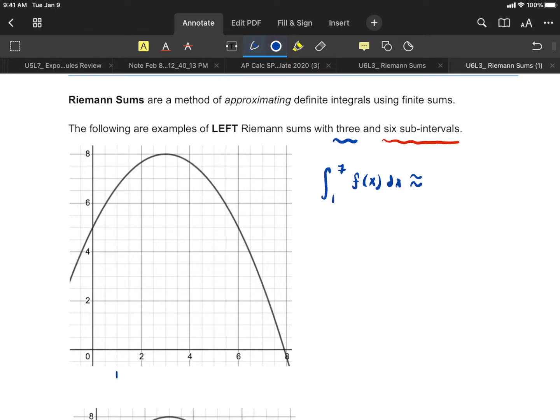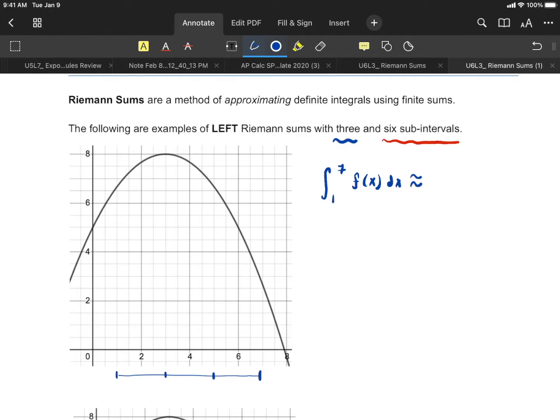Well, I'm going from 1 all the way to 7. And so if I have a distance of 6 here and I want 3 subintervals, 1 to 7, that's a distance of 6, so each one must be 2 long. So I'd go from 1 to 3, from 3 to 5, and from 5 to 7, okay? So that's the 3 subintervals part.